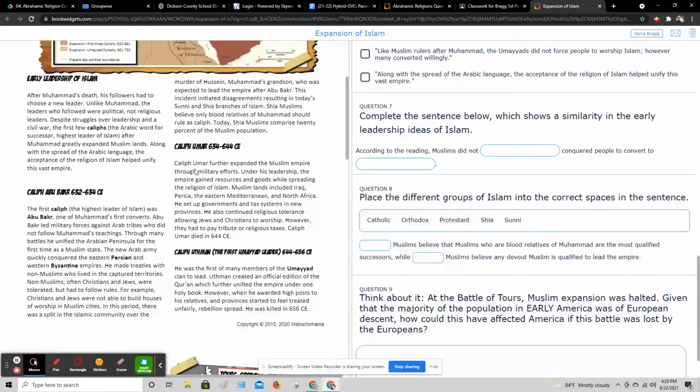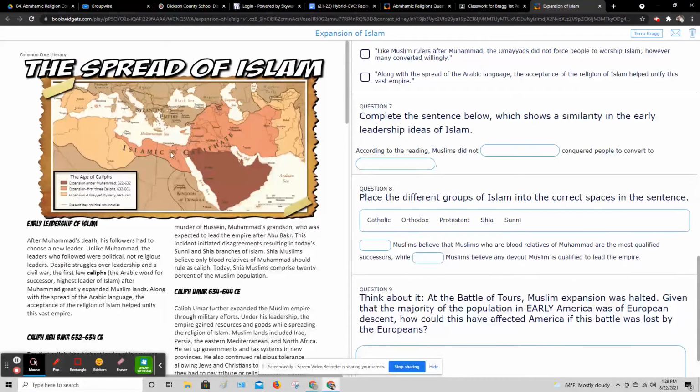So the second one is Caliph Umar. So Caliph Umar further expanded the Muslim empire through military efforts. Under his leadership, the empire gained resources and goods while spreading the religion of Islam. Muslim lands included Iraq, Persia, the Eastern Mediterranean, and North Africa. So he's getting a lot of this land.